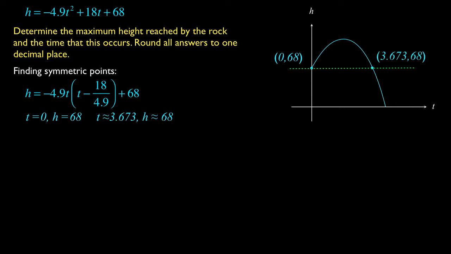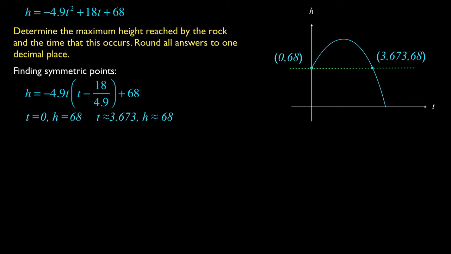Now in the question I did ask you to round answers to one decimal place. You always round your final answers to one decimal place. Carry a minimum of one extra decimal place, if not two, in all of your intermediate calculations and round in the final step. So that's why I've reported 3.673.